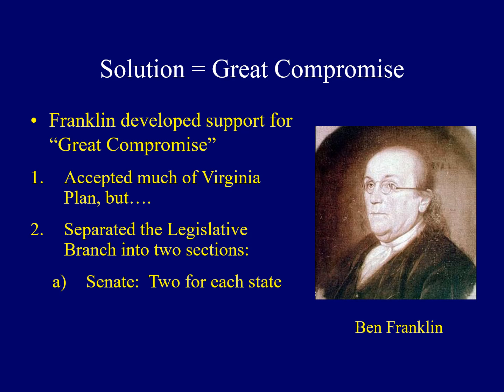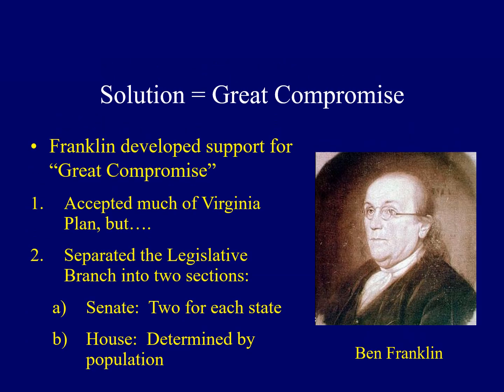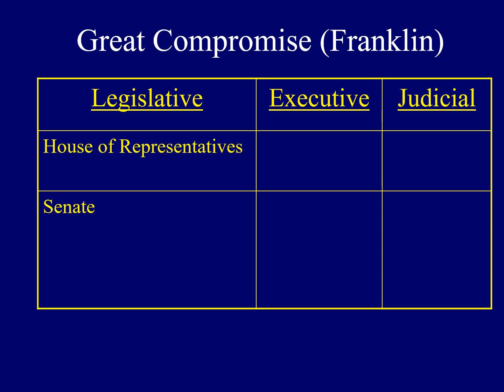This struck a balance between the big and the small states. The big states liked the makeup of the House of Representatives. The small states liked the Senate. Again, here we see that visual representation of separation of powers and the Great Compromise. The legislative branch was divided into the House and Senate. The number of representatives for each state was based entirely on a state's population, and this made people from the large states happy.